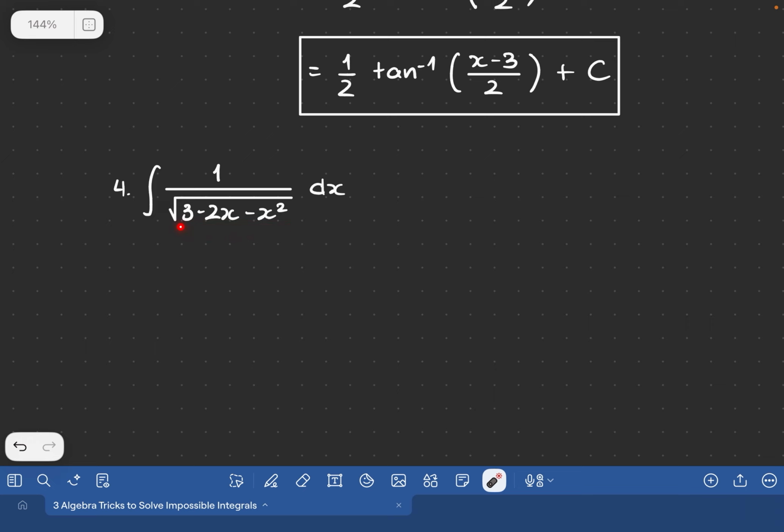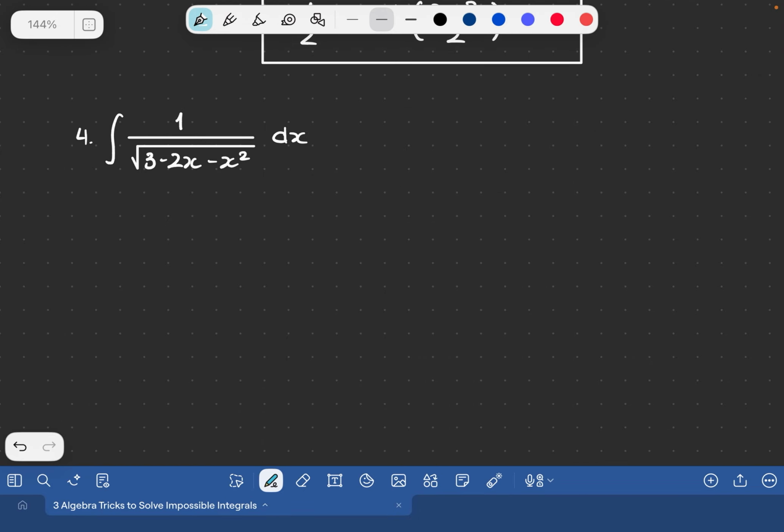But this time, take note that, recall that earlier I mentioned that when you apply completing the square to some quadratic expression, a here must be positive. But in this case, a here is negative. So how do we deal with that one? It's actually pretty simple. So again, completing the square.